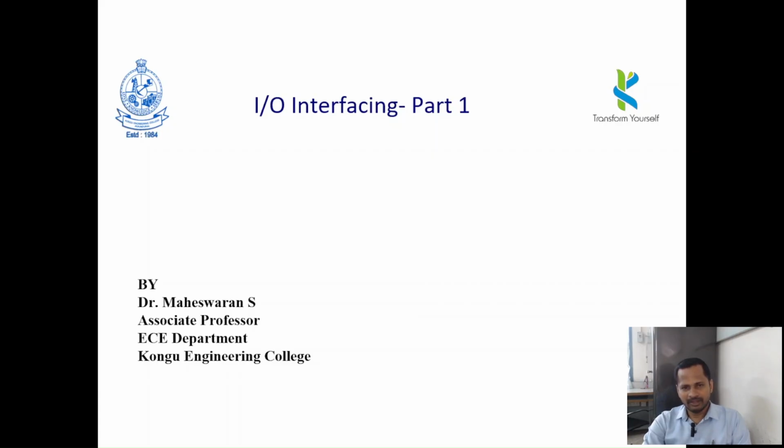Hello friends, today we will discuss I/O interfacing, how we are going to interface any input and output device with any microcontroller. This is going to be part 1.